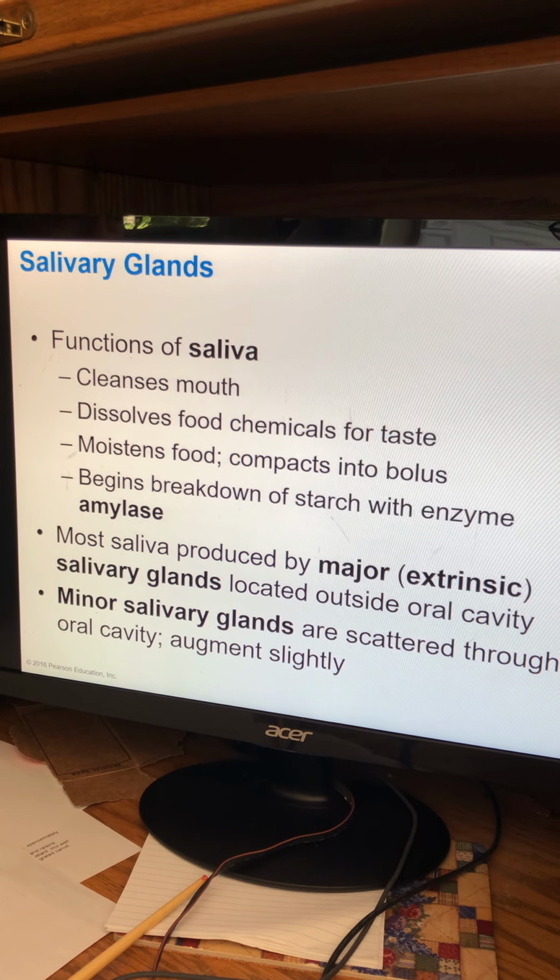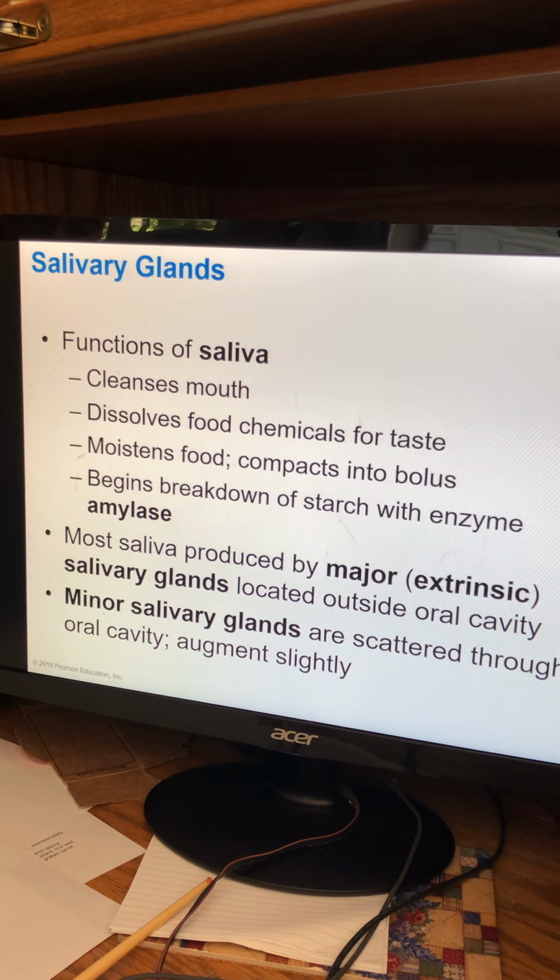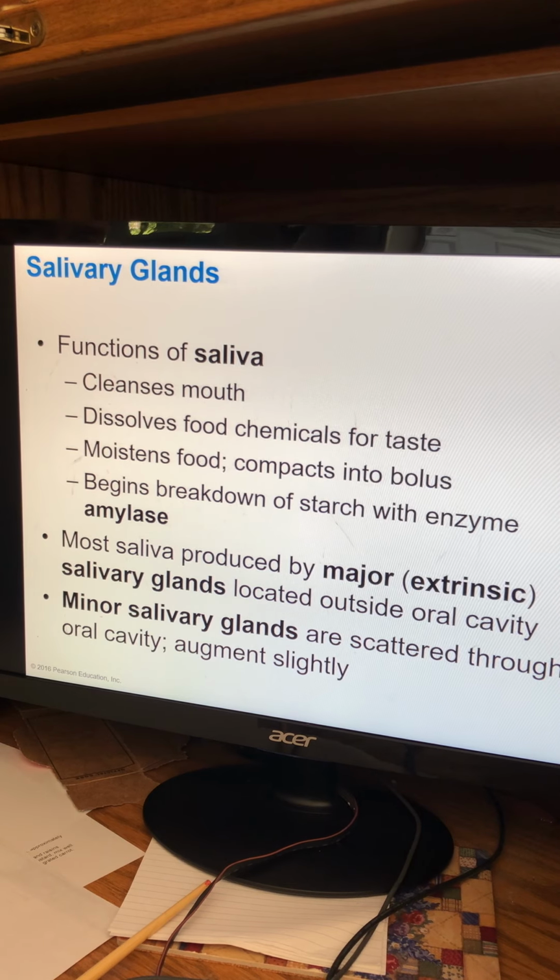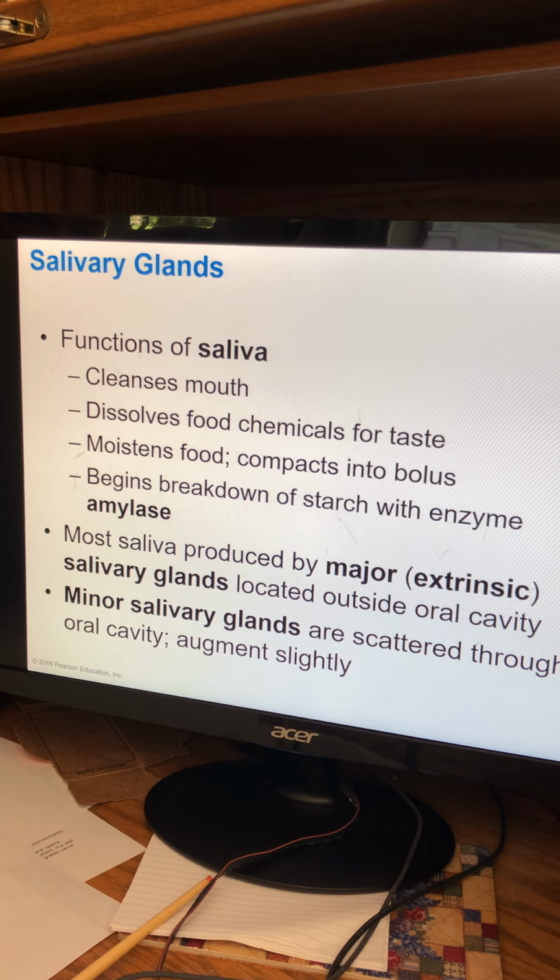So the next thing we come up to is saliva. Saliva has two purposes, if you want to think of it that way. One, it's going to cleanse your mouth.